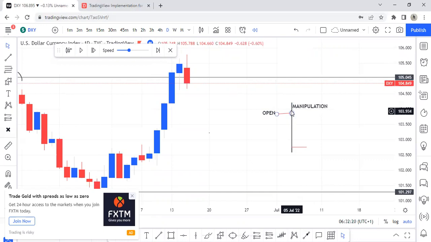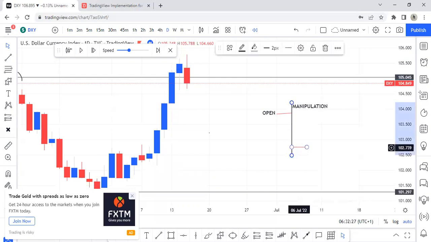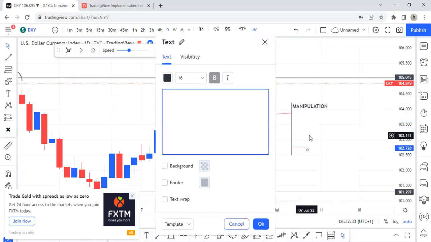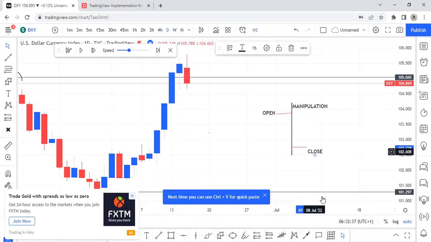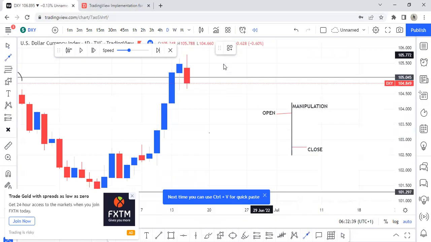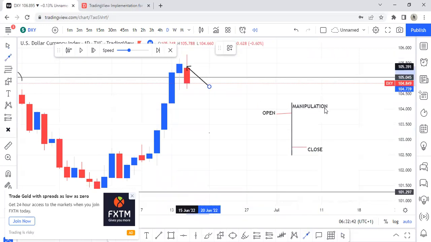After the manipulation, the market should sell down. And then after it sells down, the market will come up a bit and then close. Usually the market does not close where it got to the low. It's going to form a low and then close. So that is the close of the market. Look at this: the market opened there, gave its manipulation to the upside, and then sold down. This space is what we call the body of the candle.